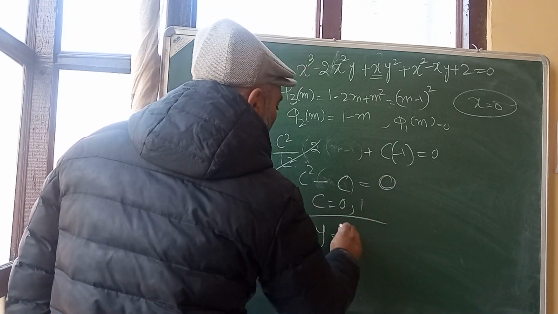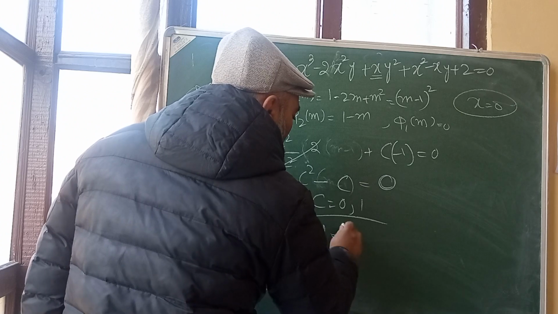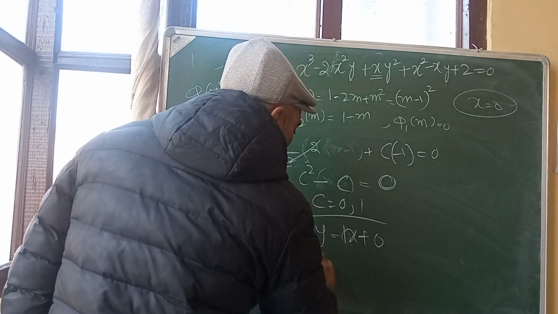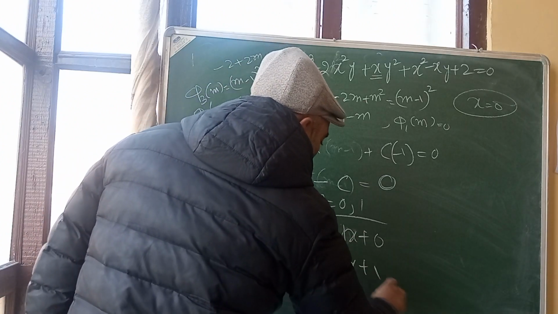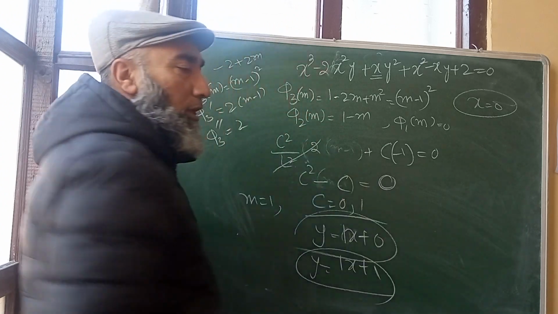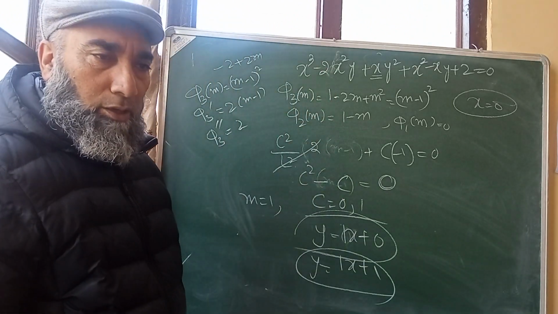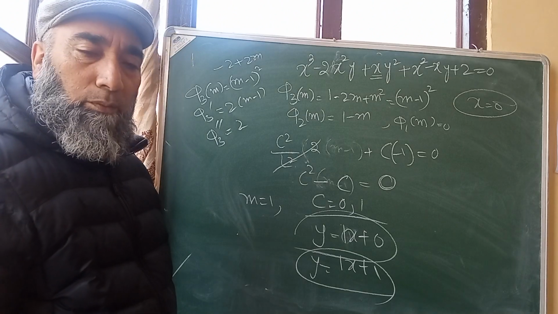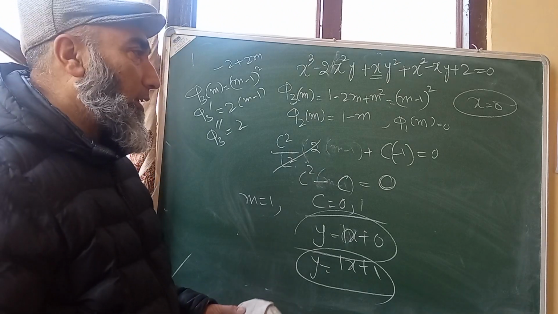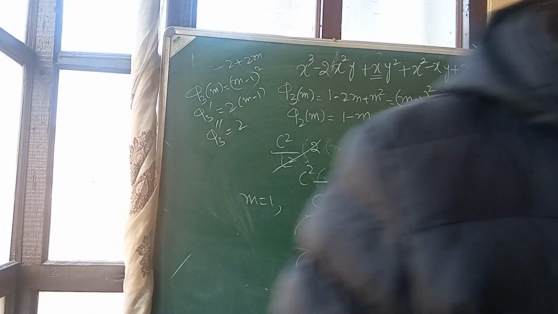So what is m? y equals mx plus c: y equal to 1x plus 0 and y equal to 1x plus 1. These are two oblique asymptotes. Now, this is all about asymptotes. I'll be taking partial differentiation in my next lecture. Thank you.